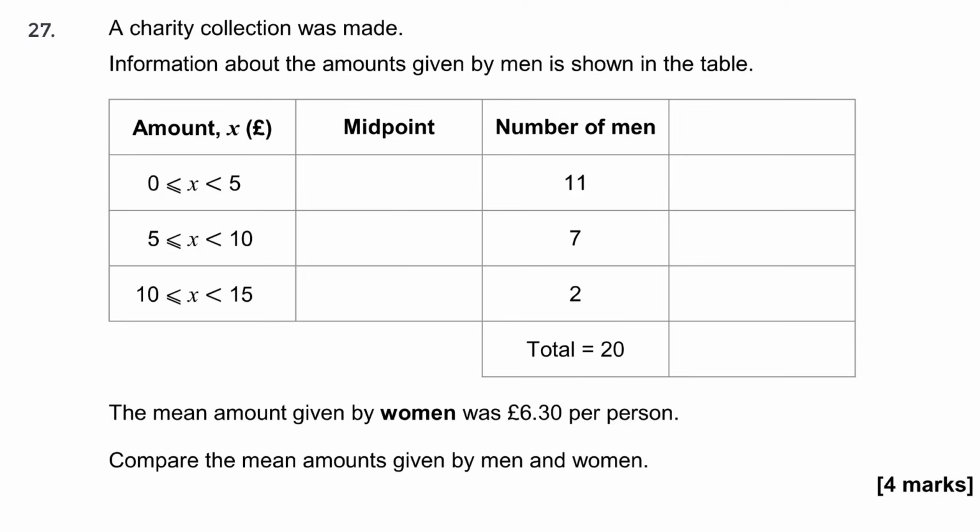Okay, we have a grouped frequency table here, so we can't find an exact mean. What we can do though is estimate it using the midpoints of each of the ranges we've been given and use that as an estimate. So 0 to 5, to find the midpoint of those two, you can add them together and divide by 2. So 0 plus 5 is 5, divided by 2 is 2.5. 5 plus 10 is 15, divided by 2 is 7.5, and 10 plus 15 is 25, divided by 2 is 12.5. Okay, so they're my midpoints.